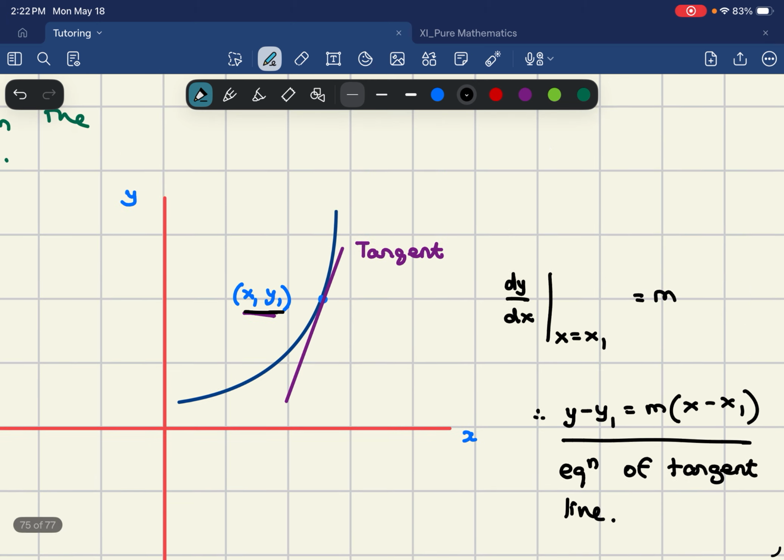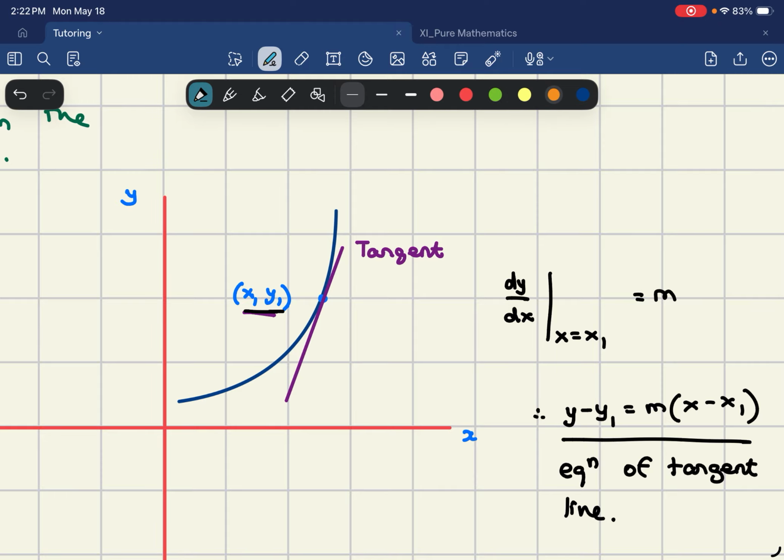So what is the normal line? The line normal to this point will look something like this. I think this is a very bad normal line, so let me erase it. Something like this. The normal line will intersect the tangent line at 90 degrees. It will also pass through the point (x1, y1).